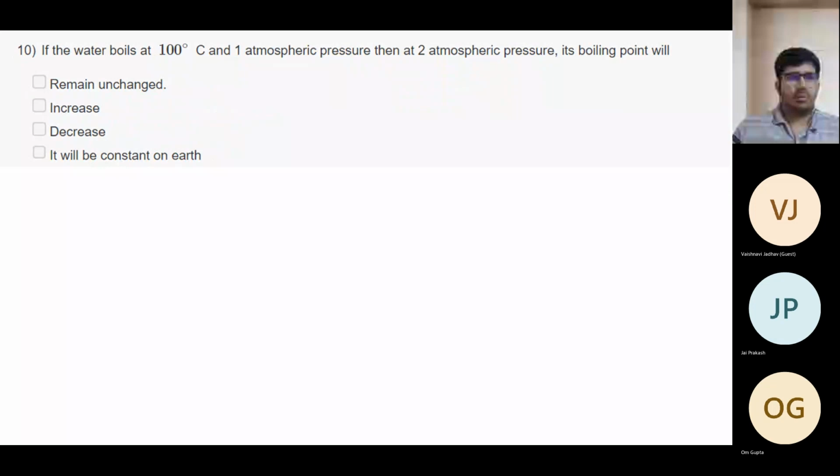If the water boils at 100 degree at 1 atmosphere pressure, then at 2 atmosphere pressure its boiling point will be: remaining unchanged, increase, decrease, or it will be constant on earth. A very good question. It's about the boiling point. You can think of flash chamber or flash tank. I think I have covered this question.